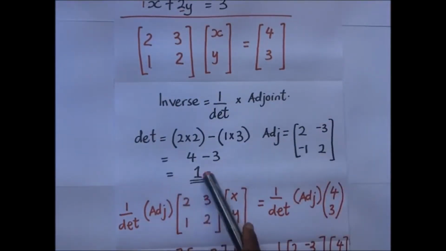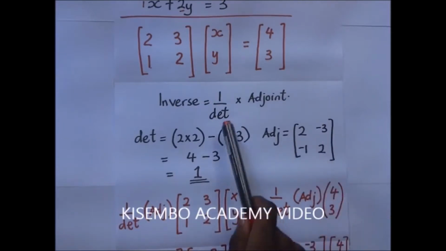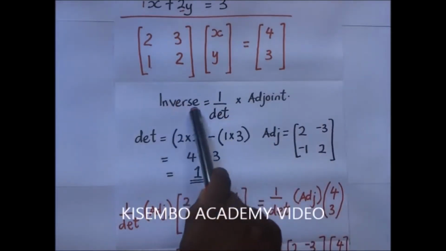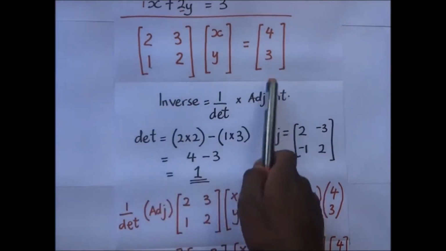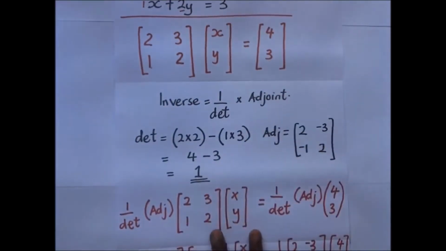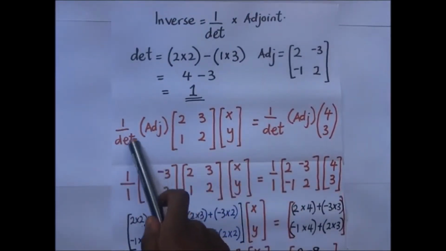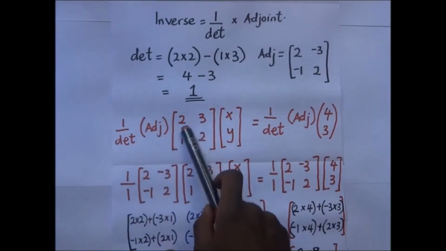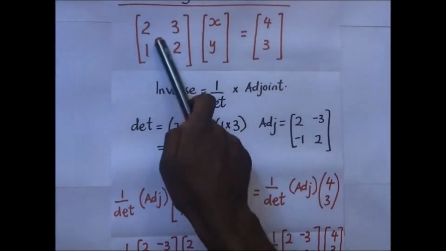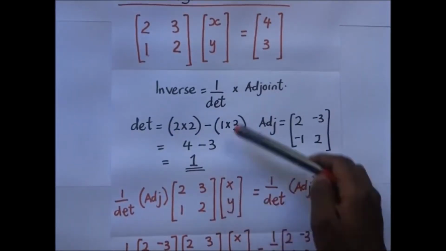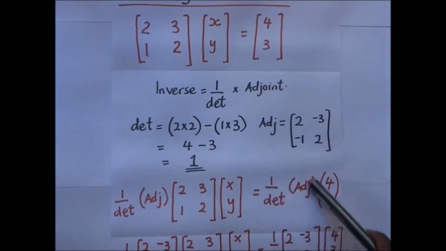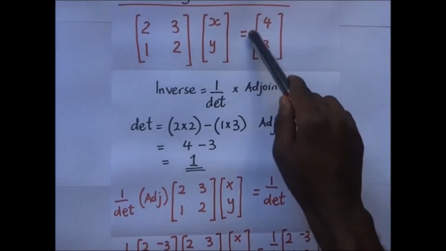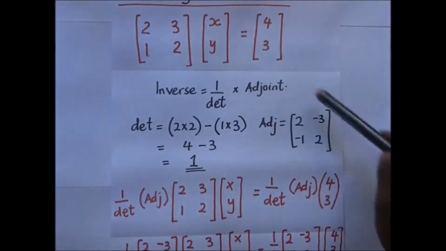After getting the determinant and the adjoint of the matrix, we can substitute them in here so that we are able to get the inverse of the matrix. And it is this inverse that we are going to multiply on both sides. This is what happens in our next step. We multiply the inverse of the matrix, which is 1 over the determinant times the adjoint, times the original matrix, times x and y, which is equal to the inverse of the matrix, 1 over the determinant times the adjoint, times 4, 3.